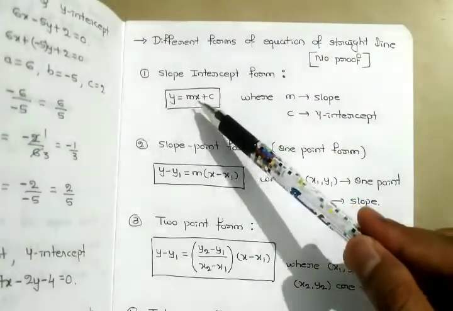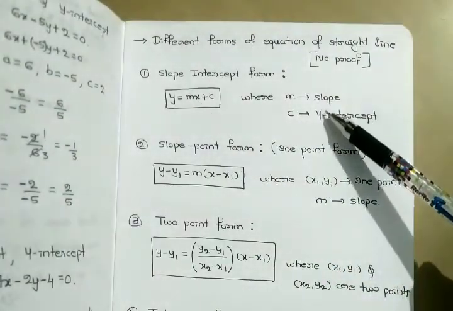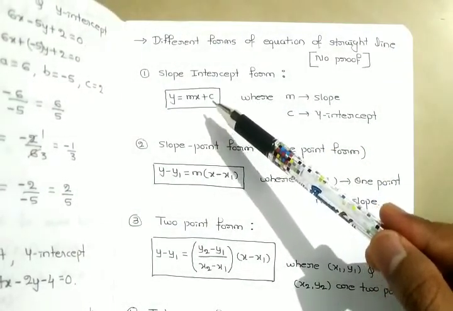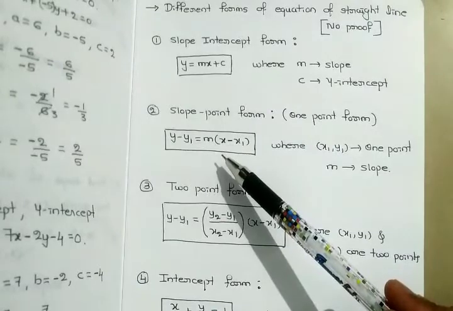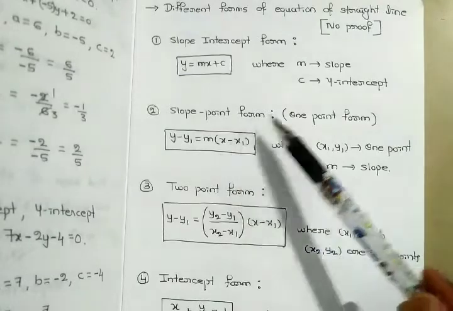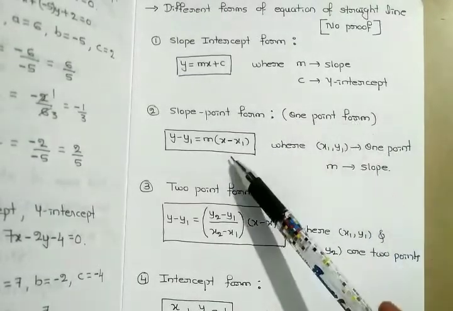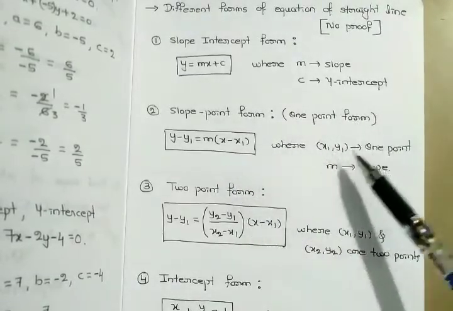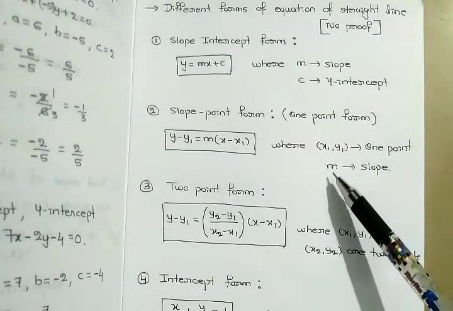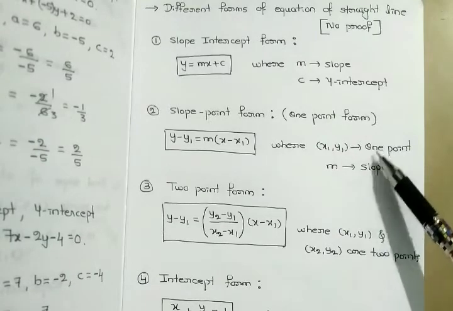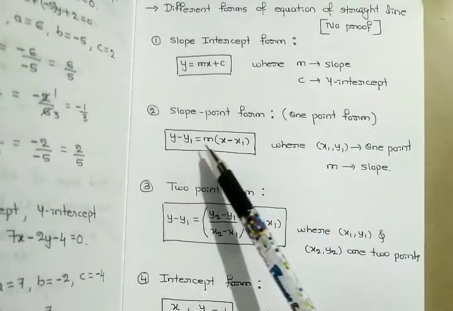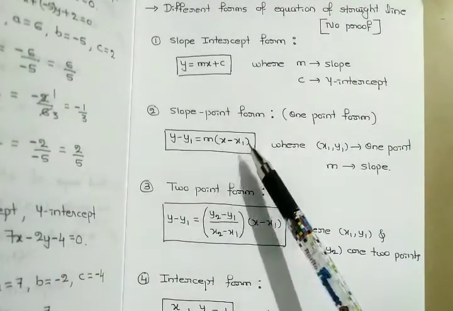One is y is equals to mx plus c. If these two values are given in the question, that time apply y is equals to mx plus c. This is also an equation of straight line only. y minus y1 is equals to m into bracket x minus x1. This is called the one point form. When you have to apply this formula, in the question they will give the x1 y1 value, that is one point, and the slope value. If these two values are present, that time you have to apply y minus y1 is equals to m into bracket x minus x1.